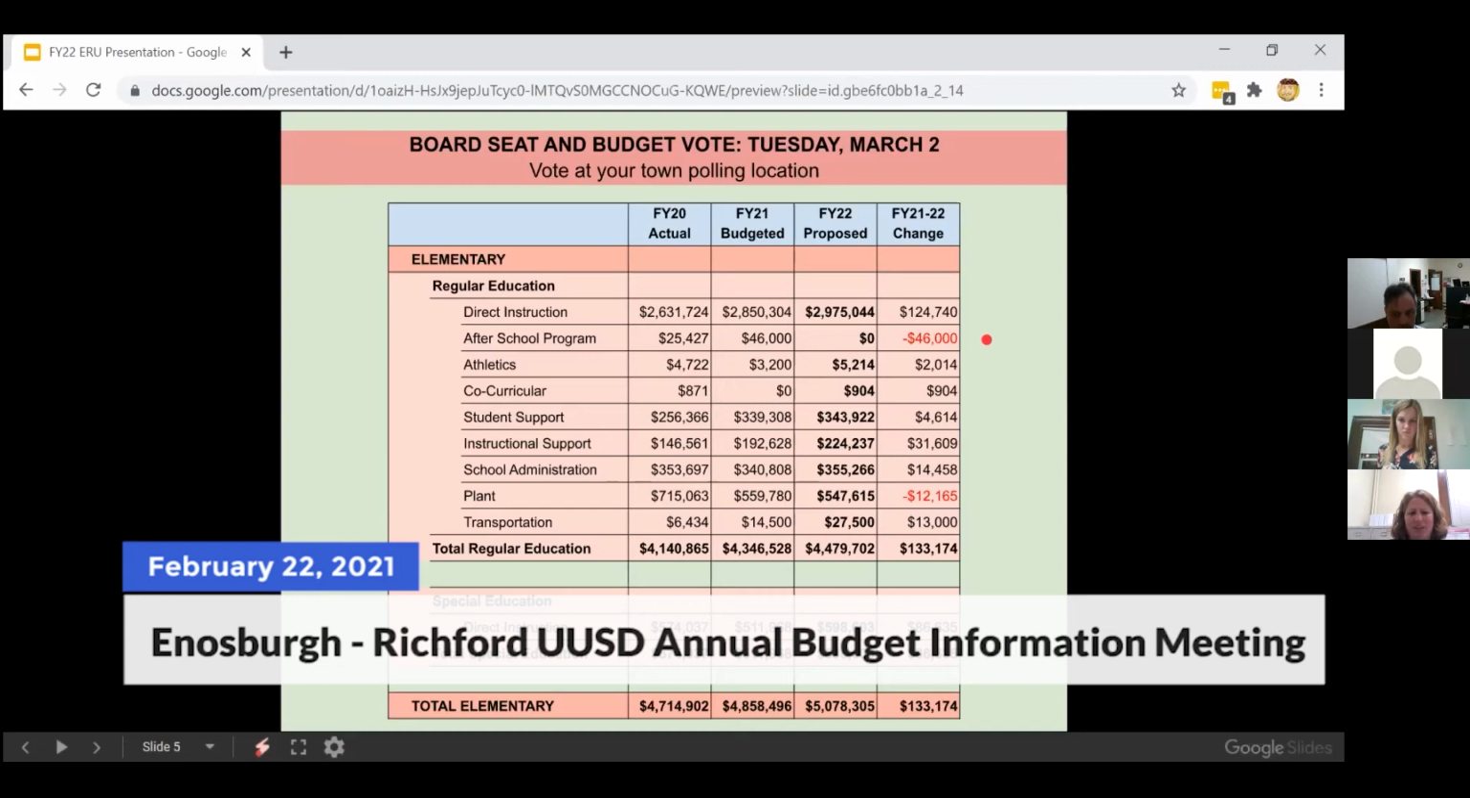Anything else, Morgan, that you want to speak to on this slide? Oh, the plant. So this is around insurances, a decrease in insurances. Anything else specific, Morgan, you want?